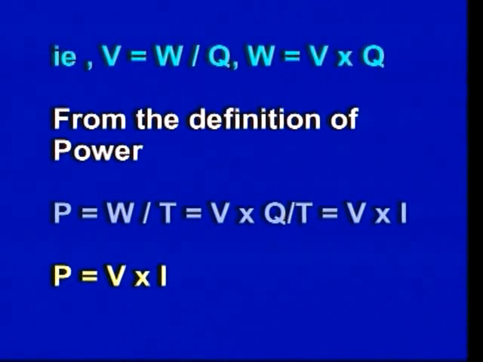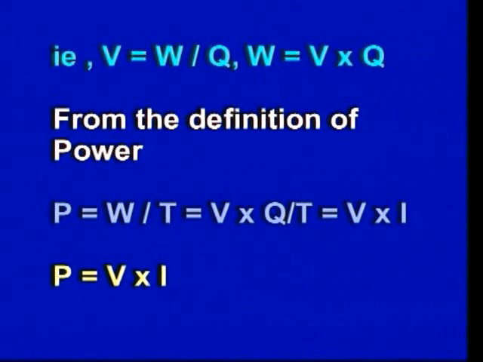So W is equal to V into Q. This is equation 1. Now from the definition of power, power is equal to work done by time, that is W by T. So that is equal to, from equation 1 we can substitute for W as V into Q. So this becomes V into Q by T.